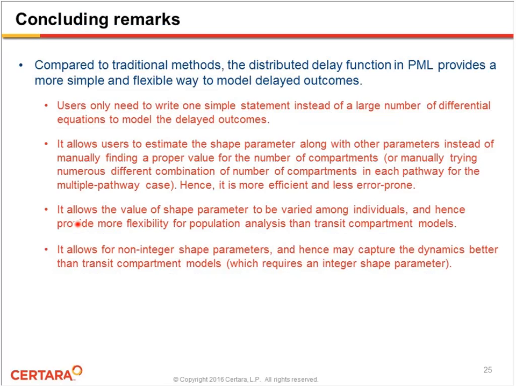In addition, it allows the value of the shape parameter to vary among individuals, and hence provides more flexibility for population analysis than transit compartment models. It also allows for non-integer shape parameters, and hence may capture the dynamics better than transit compartment models, which require integer shape parameters.